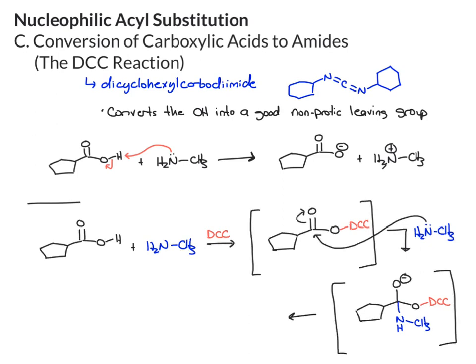Then what you can imagine, that negative charge comes back down. You lose that leaving group, and what you're left with is the amide. So this isn't a mechanism you really need to worry about trying to know, or even knowing the simplified version here. Basically, for the DCC reaction, just make sure you can predict the product for this.